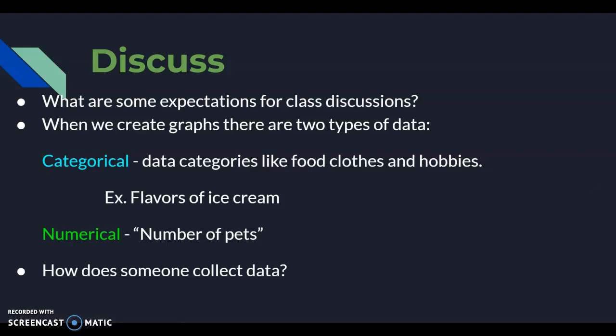If you're watching this individually, you're watching the recording, go ahead and pause it and take a few minutes and think about what are some things that we can do to make our learning atmosphere the best that it can be, keeping in mind that we're doing remote learning right now. Some expectations that you could have been thinking of include coming prepared to learn. What does coming prepared to learn look like?